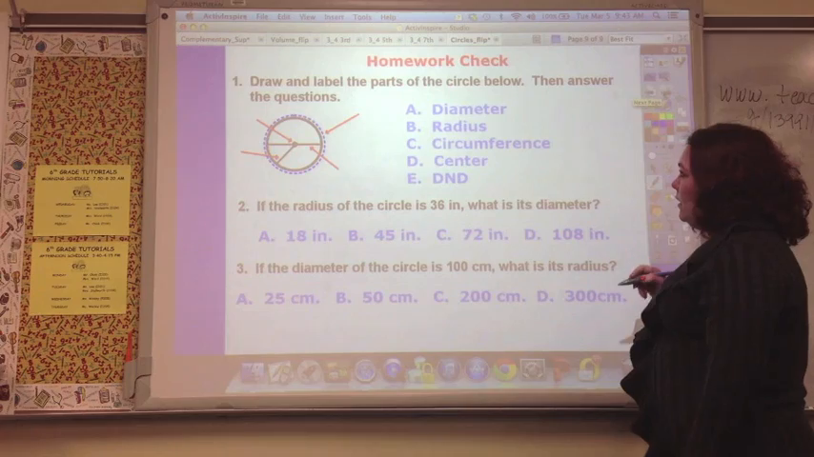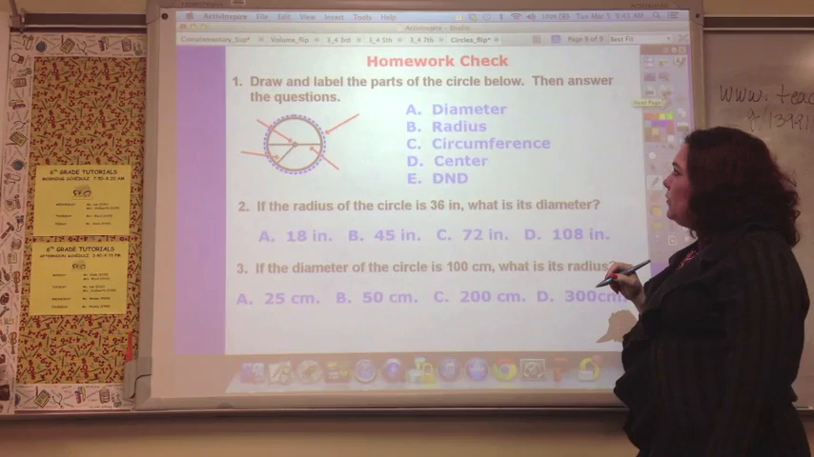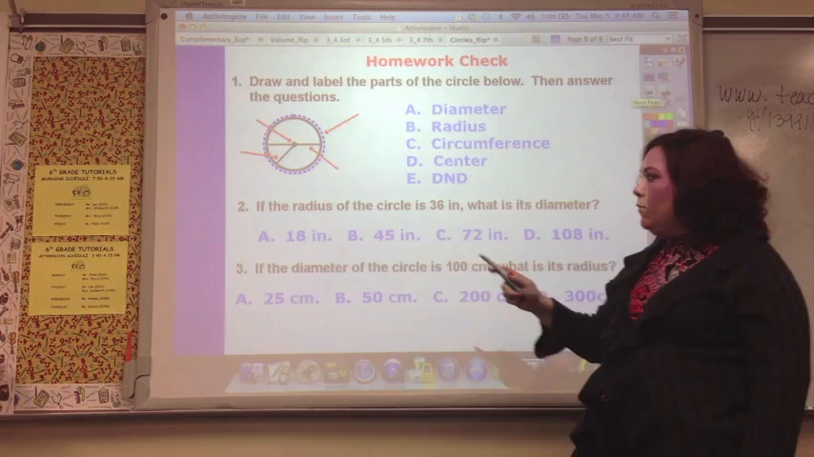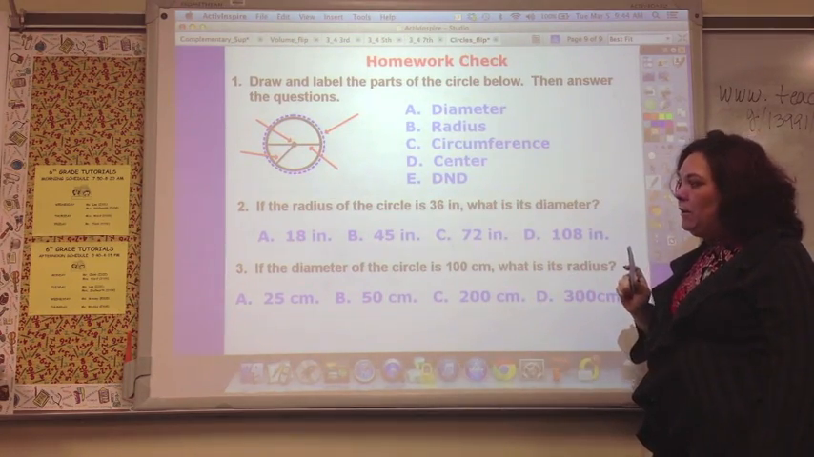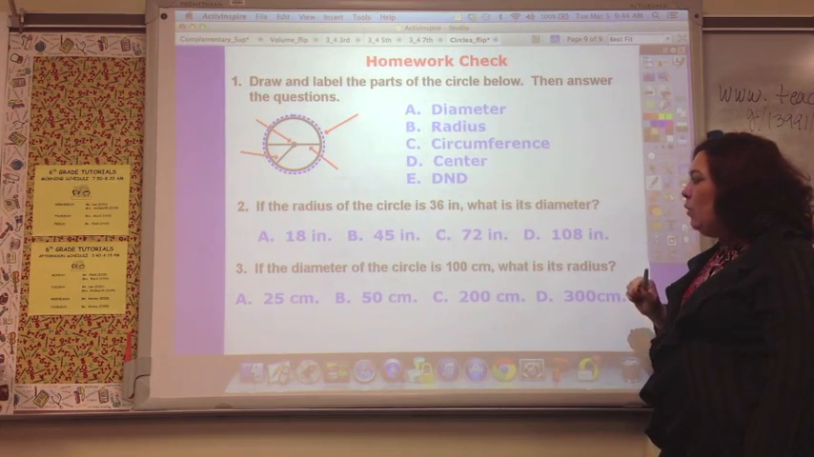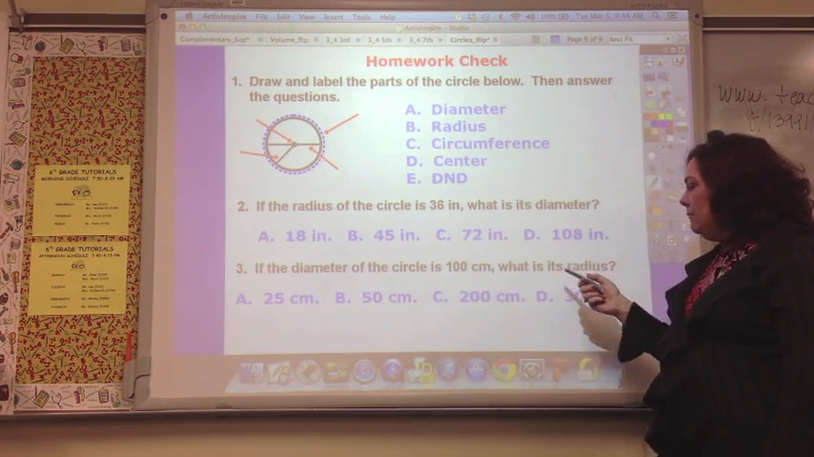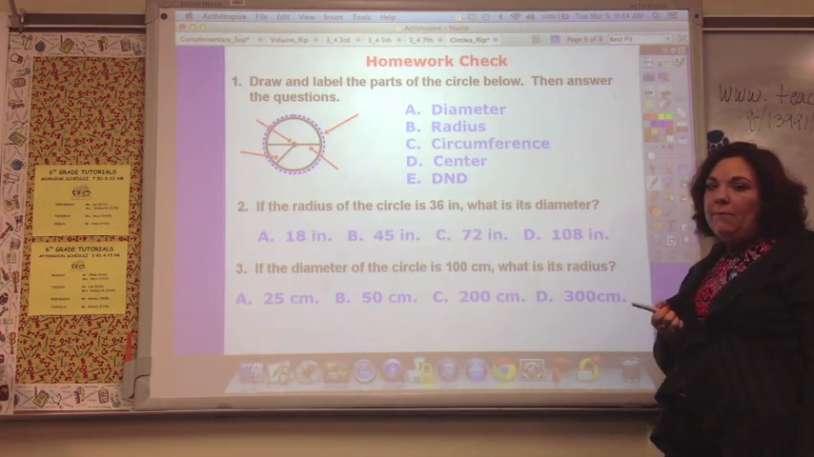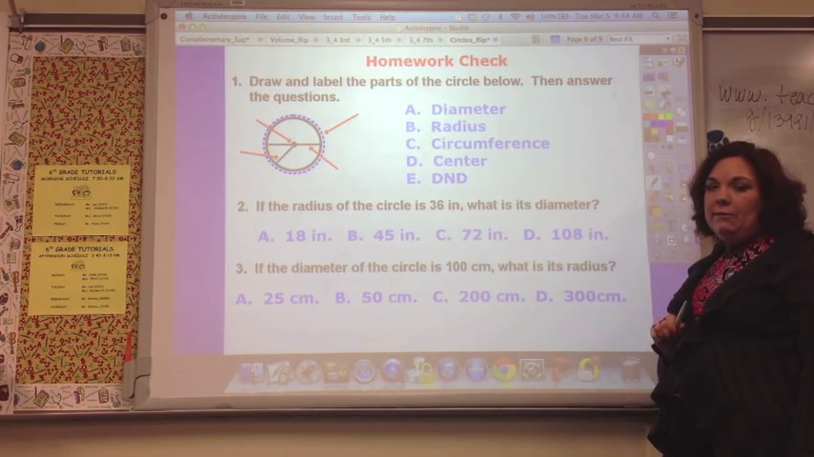So this will be your homework check. It says draw and label the parts of the circle below, then answer the questions. So tomorrow your teacher's going to point to a different part and you're going to vote on which part of the circle it is. And then number 2, if the radius of a circle is 36 inches, what is its diameter? And then if the diameter of a circle is 100 centimeters, what is its radius? And again, even though these aren't word problems, it might be helpful to draw a picture, label what you know so that you can see what you need to know.